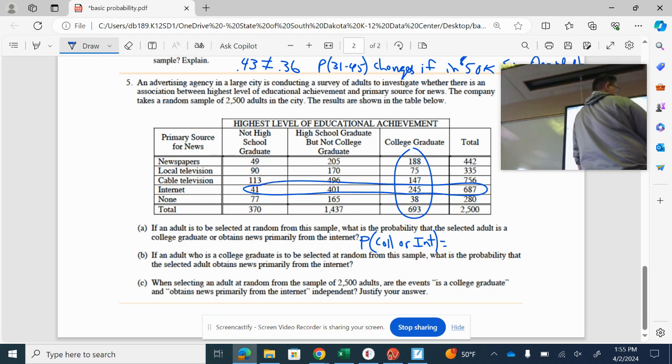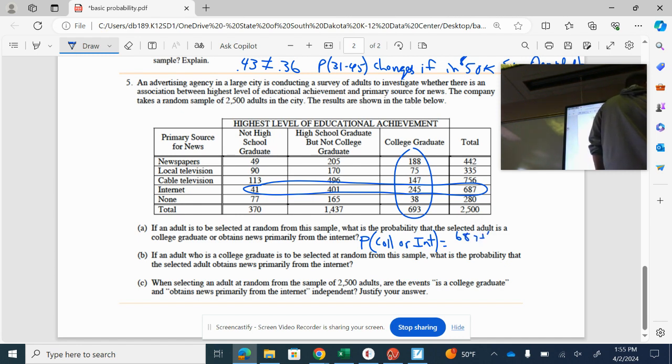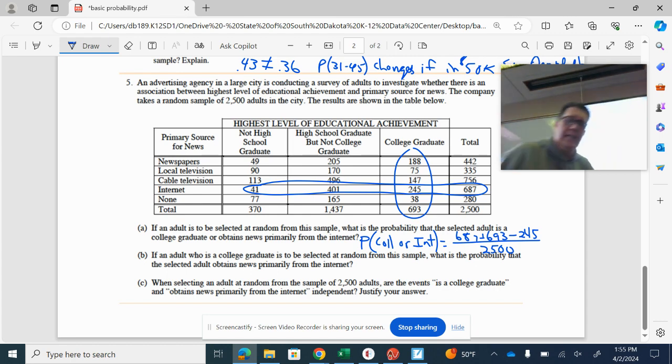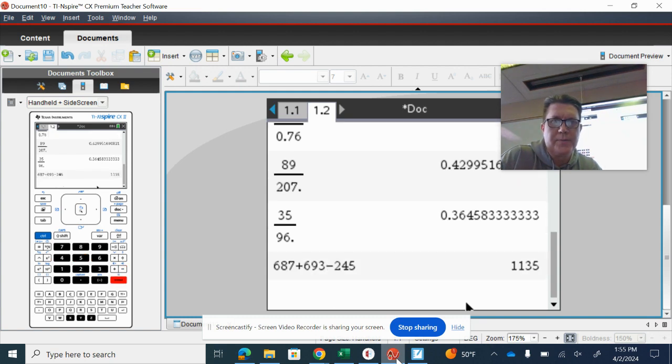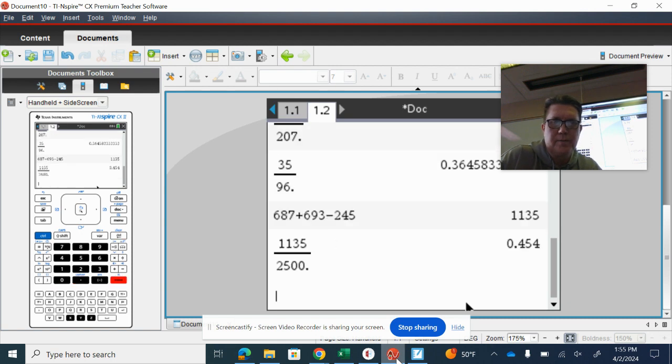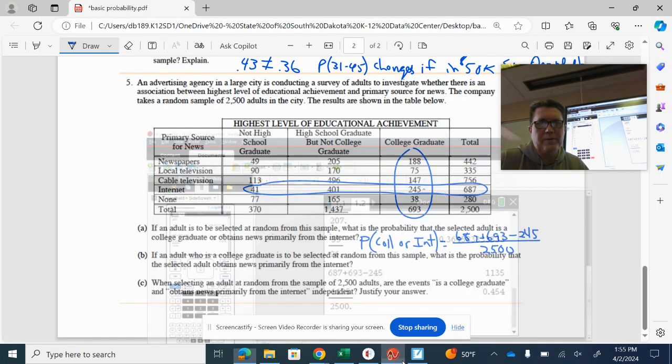So it's the 687 and the 693, but the problem is we have some overlap, 245. You don't want to count those two twice. So we take the 687 and the 693, and we subtract 245. And we'll divide by 2,500. Sorry for typing in front of you. And we get 0.454.